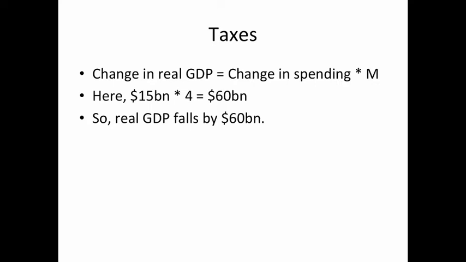The multiplier, again, if the MPC is 0.75, the multiplier will have a value of 4. Remember, 1 divided by 1 minus the MPC. So the $15 billion decrease in consumer spending multiplied by 4 would create a $60 billion decrease in GDP. So if that increase in government spending was financed by a lump sum tax, then the effect of that tax would actually reduce real GDP.